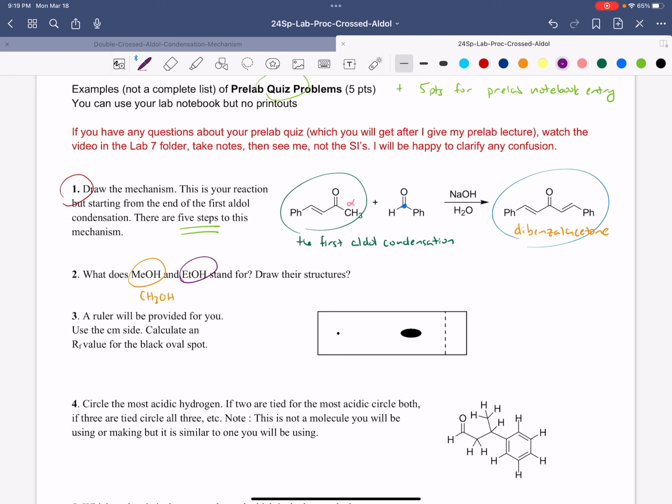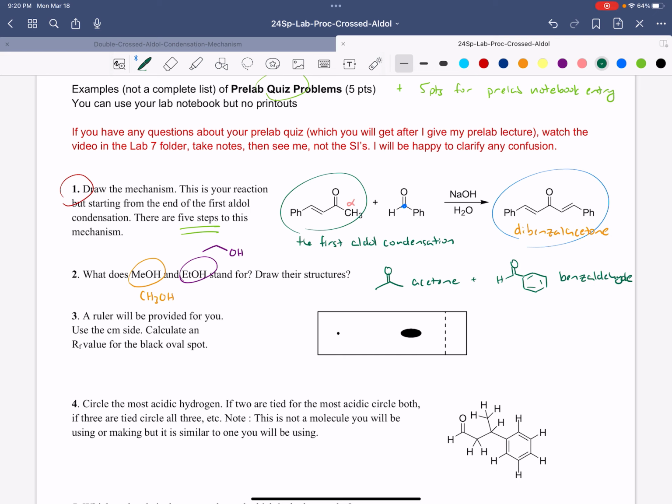Ethanol is ethyl with an OH, alcohol. And that is part of your solvent mixture that you're running the reaction in. And so you're going to have to pick up 10 milliliters of a methanol-ethanol mixture. So this problem really is saying that you got to know the names of the chemicals and what they look like, right? Your starting material is acetone. You should know what acetone looks like. Plus benzaldehyde. Benzaldehyde is an aldehyde with a benzene ring. You should know how that looks. So don't be surprised if I ask you to draw the chemicals that you'll be using.